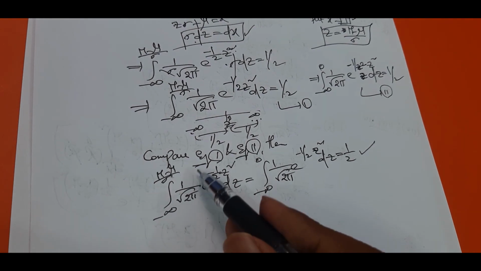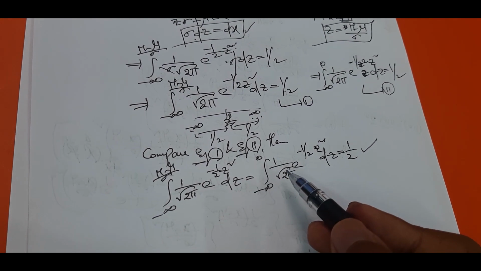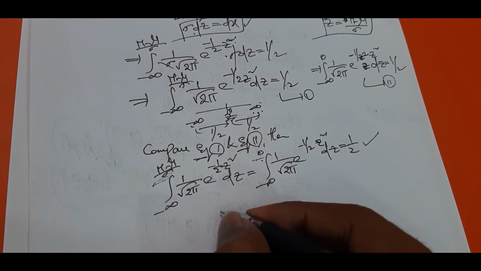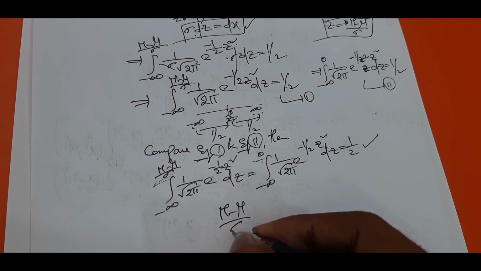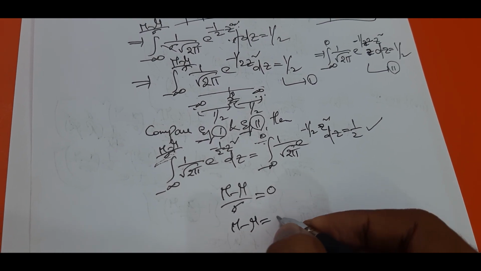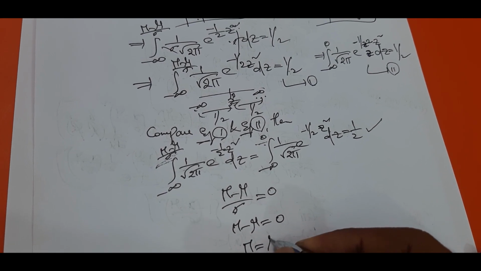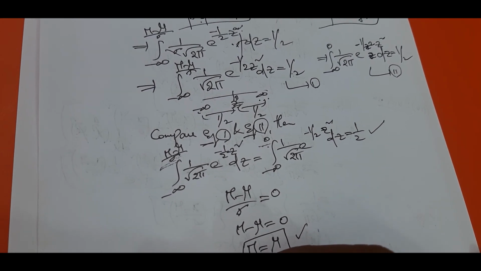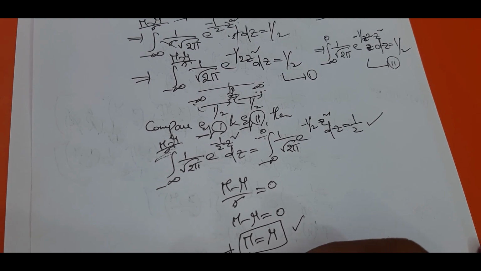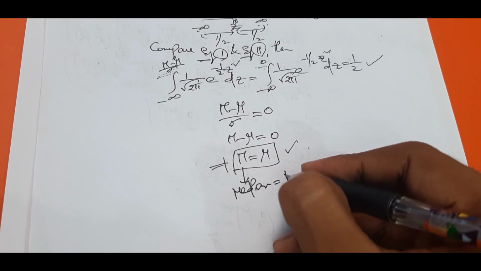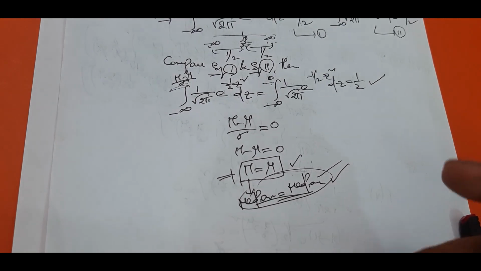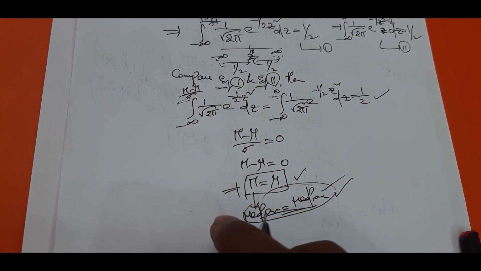Now let's take the common values and cancel them. What will be the remaining? Only the limits remain, so m minus mu divided by sigma is equal to 0. So m minus mu is equal to 0, and m is equal to mu. That means the mean is equal to the median. So this was the median of the normal distribution.